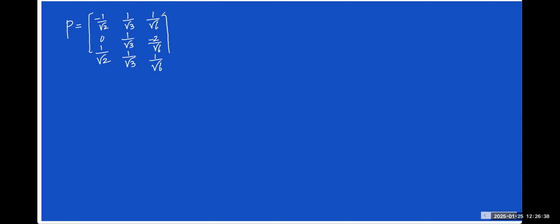After getting the value of P, we have to find its transpose. That work you can do it. Just simply make each row a column. This is the first row, we write it as a column: minus 1 by root 2, 1 by root 3, 1 by root 6. Row as a column. Again, row as a column.